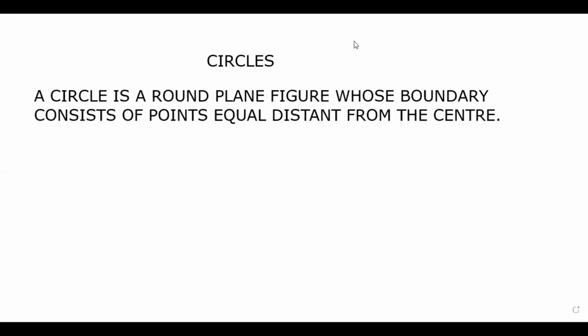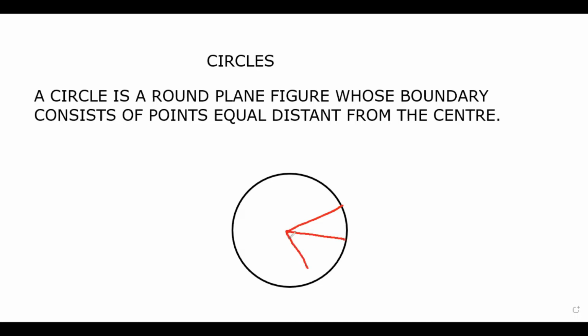Now, today we'll be doing the introduction for circles. A circle is a round plane figure whose boundary consists of points equidistant from the center. Let's say this red dot is the center of our circle and this is our circle. So from the center, going each direction is the same distance to the circumference of the circle. Going right around.